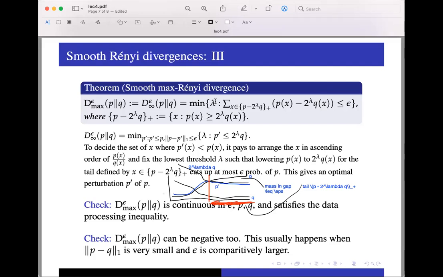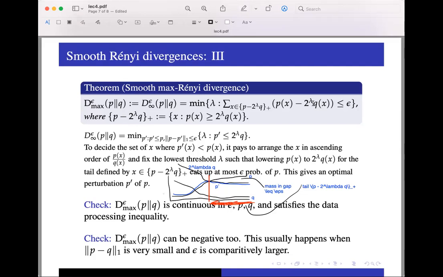So why minimization? The idea is that if a certain threshold lambda gives me an objective function value less than epsilon, any lambda prime larger than lambda will also give me an objective value less than epsilon. Why is that? If I increase lambda, the positive set here shrinks, it decreases. And if the positive set shrinks, then I'm summing the same function over a smaller number of x, so it can only go down.